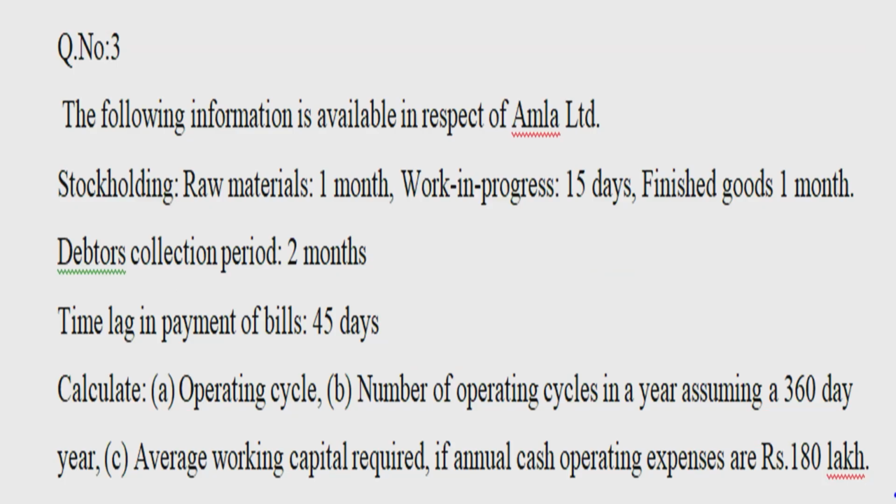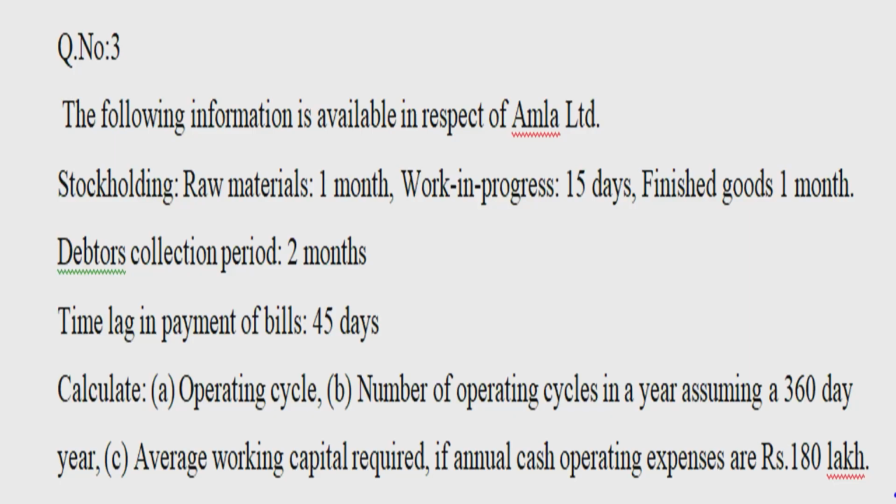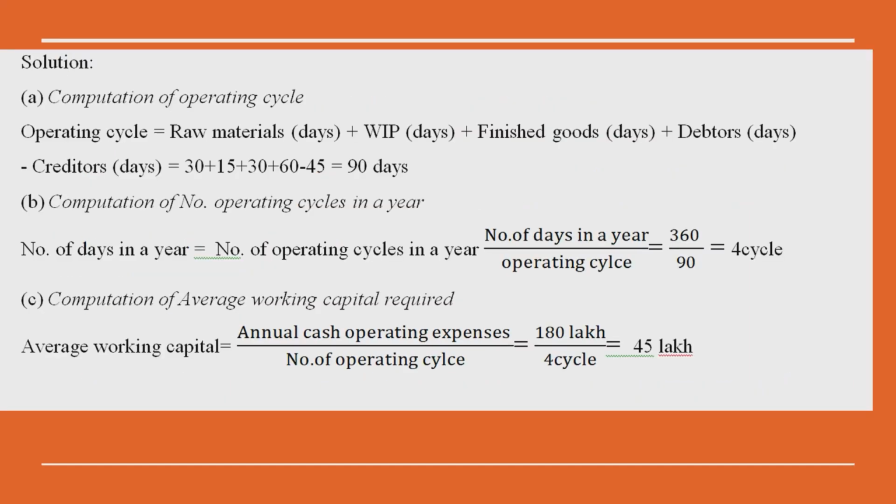Next, debtors collection period, they have given 2 months, which is nothing but 60 days. Next, time lag in payment of bills is nothing but the creditors. So, 45 days is given, minus 45 days. If you calculate, you will get 90 days for the operating cycle.